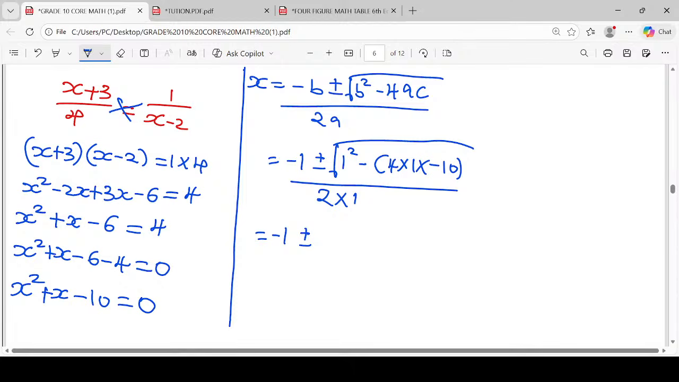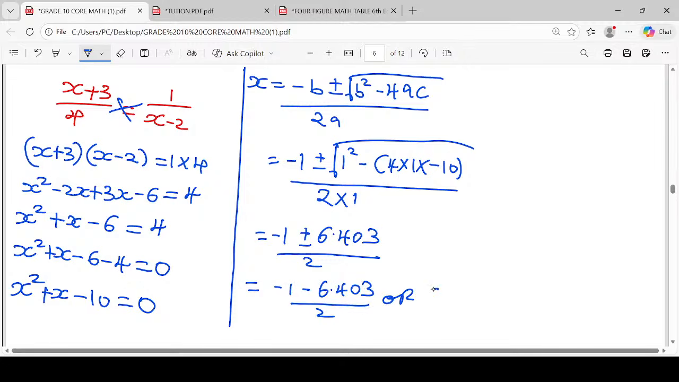Let me key in my calculator for higher degree of accuracy. So I have 4 times 1 times negative 10, that will be negative 40. Then 1 minus negative 40, that's positive 41. Then the square root is 6.403. So for the first case, we are going to have negative 1 minus 6.403 divided by 2, or negative 1 plus 6.403 divided by 2.